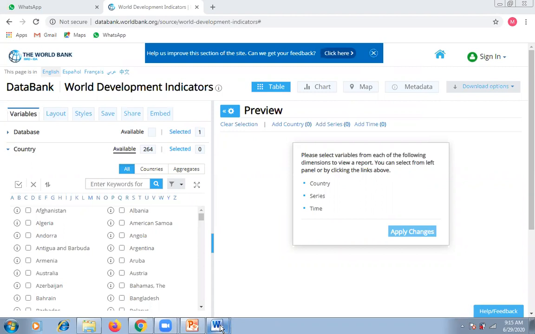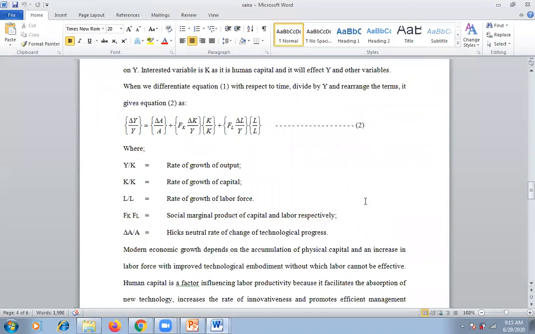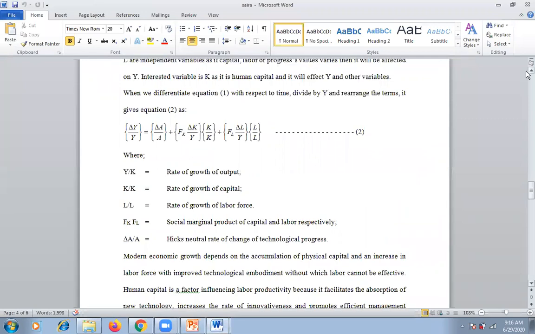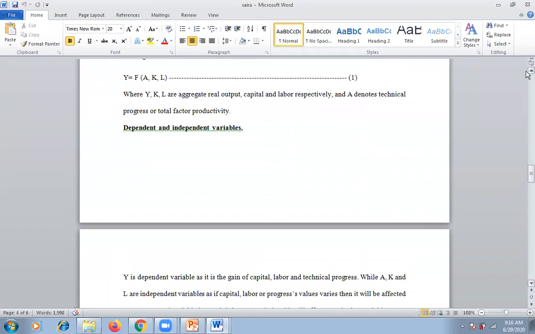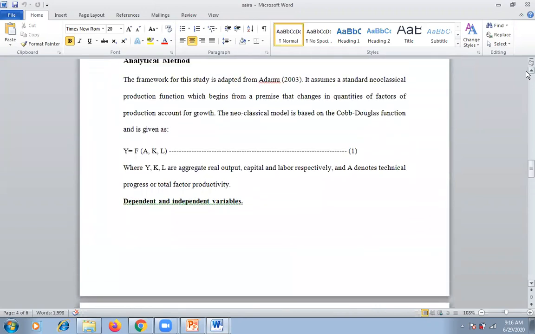Sarah, you did mention your data here. Your econometric model is very simple. That is the new classical model, based on the Cobb-Douglas production function. So here you just simplified the model.